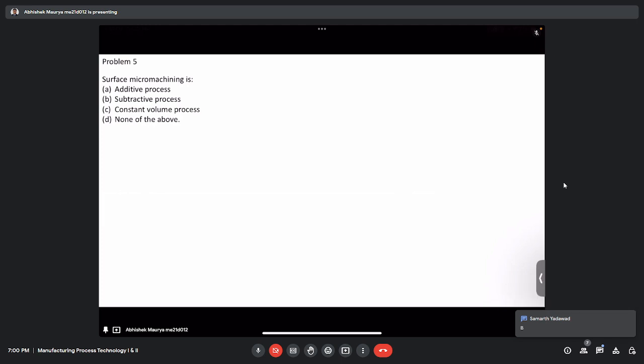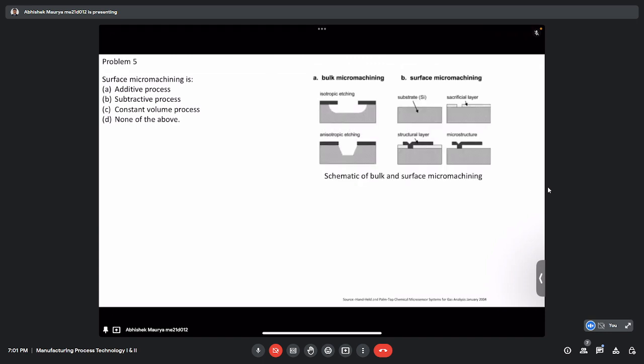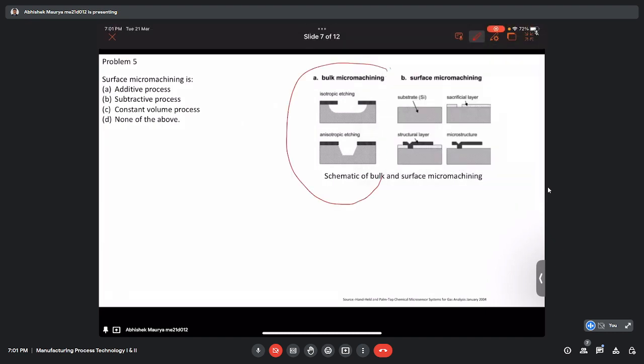Yes, all of you are correct. Surface micromachining. We have studied micromachining processes in two forms, bulk micromachining and surface micromachining. Here I am showing the schematics. This is the bulk micromachining and this is the surface micromachining.